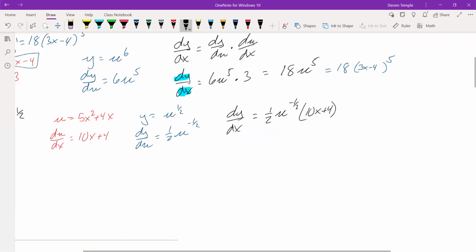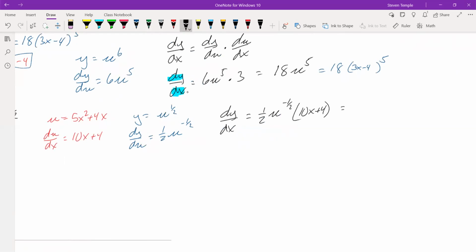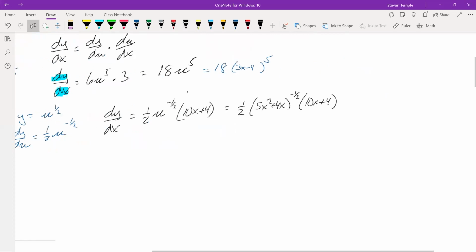Now, of course, we got to clean it up. I'll do it the long way here. 1/2, and my u is 5x squared plus 4x raised to the negative 1/2, times 10x plus 4. You may see answers such as this. Because it's negative 1/2, I can write that on the bottom. So send it down below: 5x squared plus 4x raised to the 1/2 on the bottom. I am left with 1/2 times 10x plus 4 on top.